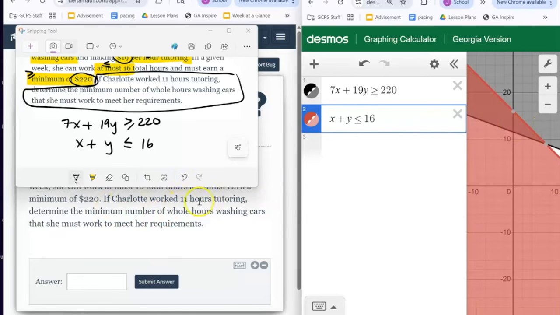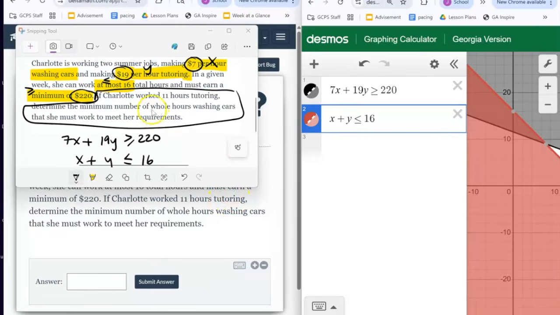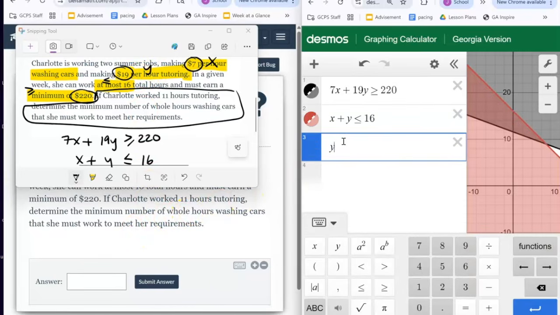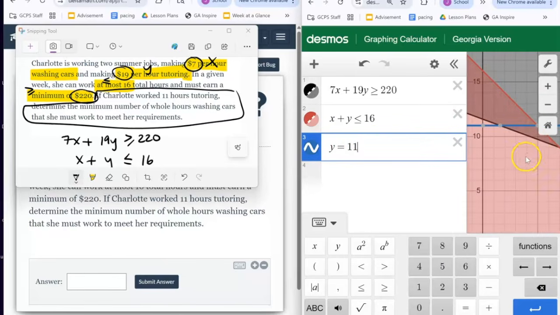It says, if Charlotte worked 11 hours tutoring. So I need to know, is tutoring X or Y? According to my notes, 7X was washing cars, 19Y was tutoring. So Y is equal to 11 because you want to be tutoring. So Y is equal to 11. That means within my solution, wherever this blue line is, is what I'm looking for.